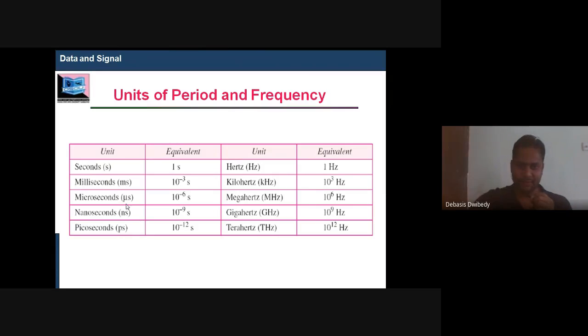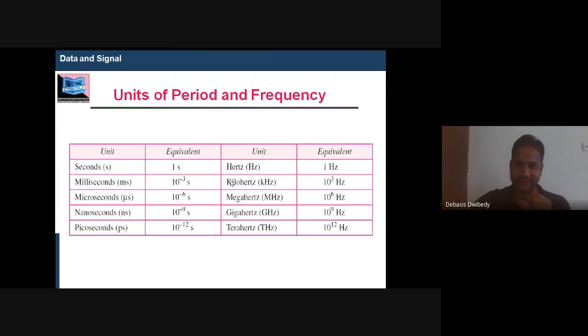Okay, so 1 second is equivalent to 1 hertz. 1 millisecond of time period is equivalent to 1 kilohertz. This 10 to power 3 is nothing but kilohertz. Okay, 10 to power 3 means 1000 hertz. Then microseconds, that is 10 to the power minus 6, is called microsecond. So 10 to the power minus 6 second or 1 microsecond is 1 megahertz, that is 10 to power 6 hertz.